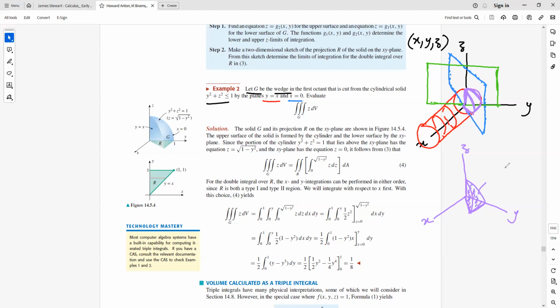So this surface is represented by the equation y squared plus z squared less than or equal to 1. And then we have y equals x, that is the equation of this bottom plane. And then we have x equals 0, that is the equation that only contains the yz plane, right? So now we need to find the volume of this region.